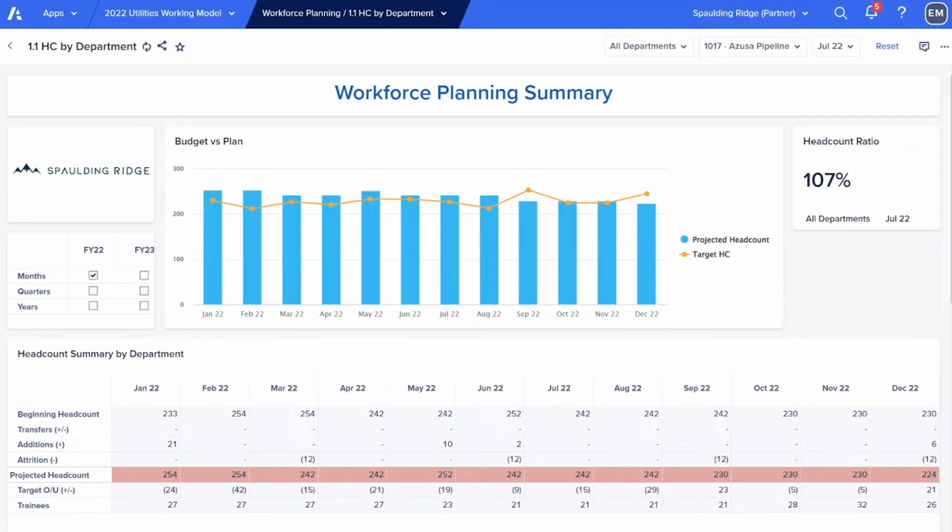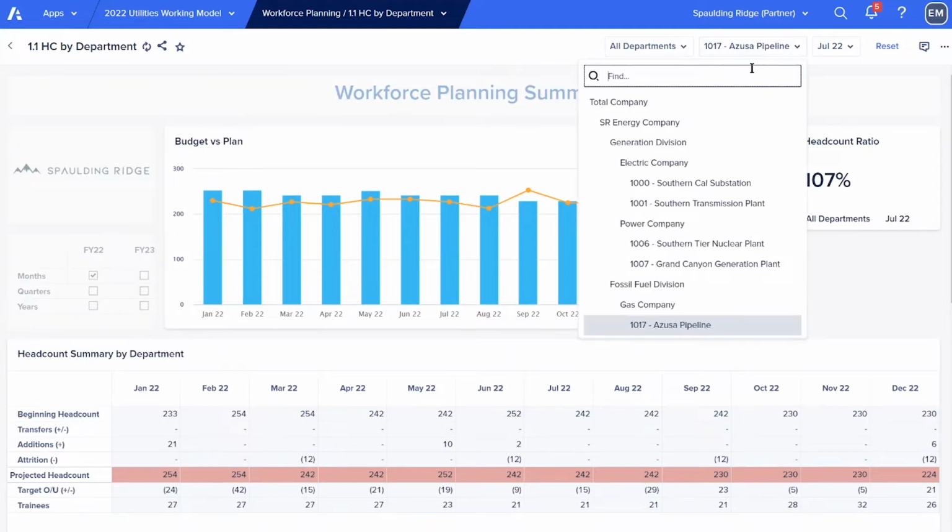So I'd like to start by going into the Anaplan platform, and we're going to orient ourselves around this first page, our workforce planning summary page. All right, so Anaplan as a platform can be built at multiple levels of the organization. So today we're going to put ourselves inside Spalding Ridge's energy company. That'll be our parent company. And more specifically, inside the fossil fuel division, at the gas operating company, and then finally within the Azusa pipeline division.